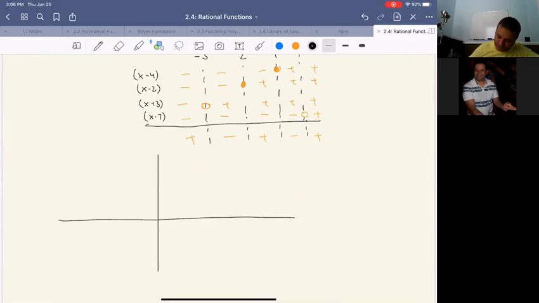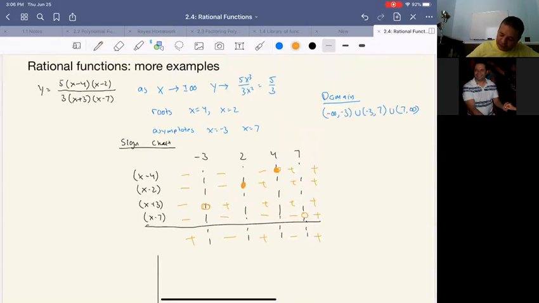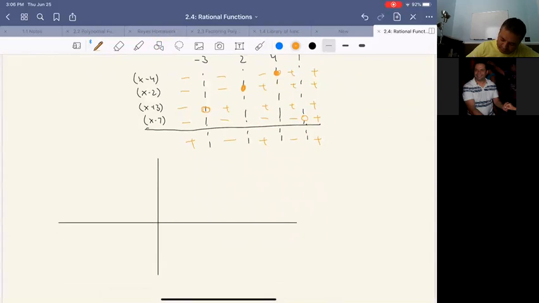Okay, I'm going to draw a horizontal asymptote at 5/3. So that's going to be between 1 and 2. Now, you are allowed to cross horizontal asymptotes, all right? Horizontal asymptotes, you can cross them because they're not restrictions, they're actually telling you what the function does when you go out towards the end.